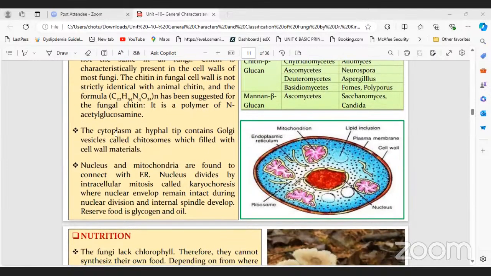In the cytoplasm, you can observe that the hyphal tip contains the Golgi complex and vesicles called cytosomes, which are filled with cell wall material, and nuclei and mitochondria found in contact with the endoplasmic reticulum. In nuclear division, intranuclear mitosis, karyokinesis, the nuclear envelope remains intact during nuclear division. An internal spindle develops. Glycogen is the main reserve food material. Glycosomes and oils are present.